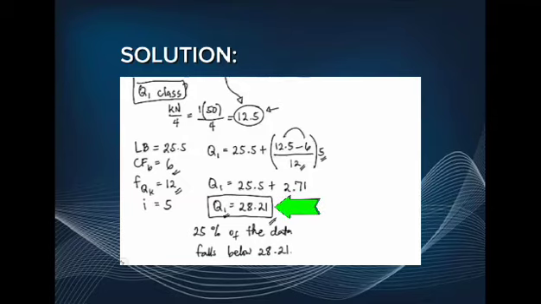Now we can interpret that. For the first quartile, it means 25% of the data falls below 28.